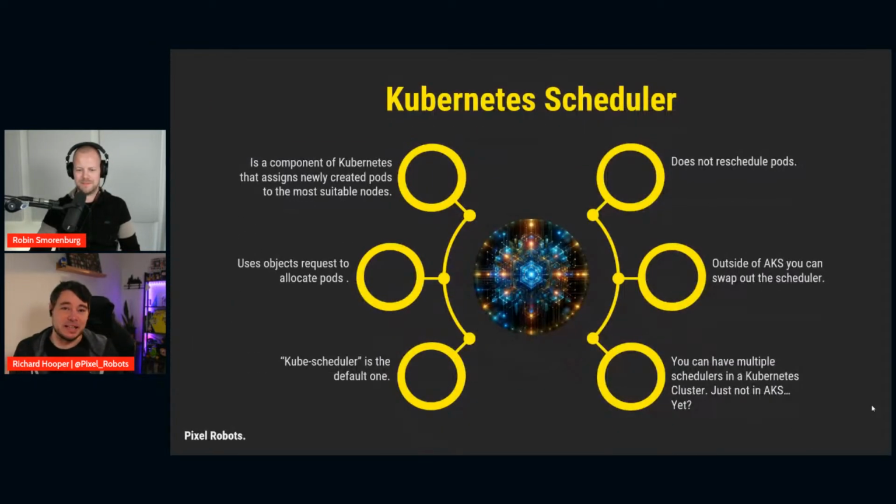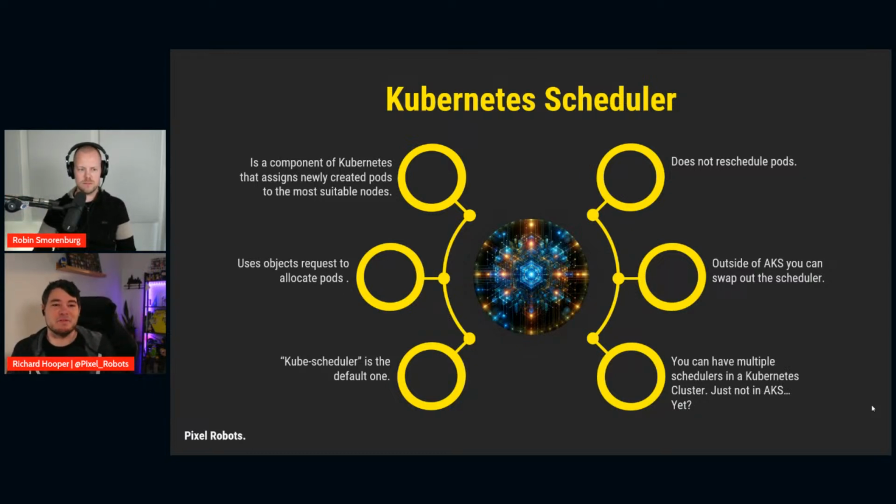So this is a cool slide. I really like this one. All the images are generated with ChatGPT and DALL-E or whatever the thing is. So this is all about the Kubernetes scheduler. What is the Kubernetes scheduler? Well, it's a component of Kubernetes that assigns newly created pods to the most suitable nodes, and it does that based on a few bits of criteria, which we'll go into on the next slide. It also uses object requests to allocate the pods and stuff like that. So it's quite cool like that.